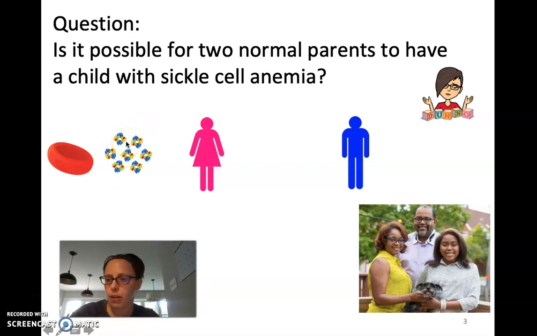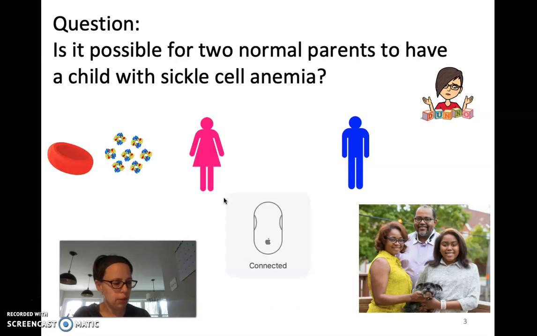Let me make sure I get my timer back up here. Okay, we've got 7 normal hemoglobin molecules. So if these two people were to have a child, let's see if I can use my stylus pen here. What do we think? Is it going to be possible? Maybe yes, maybe no. Is Bluetooth going to come up?